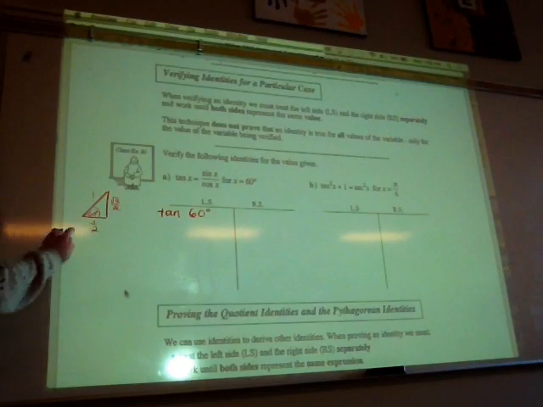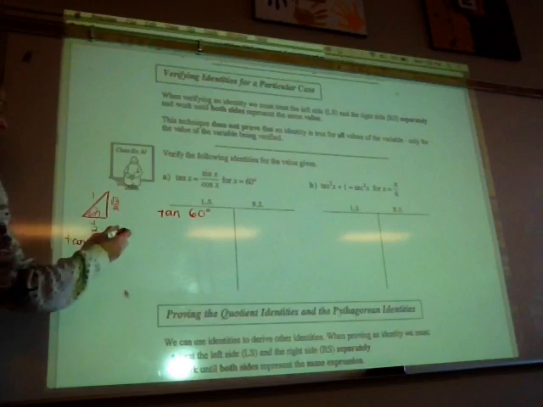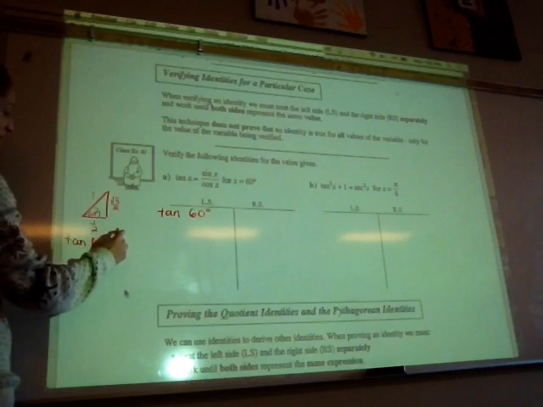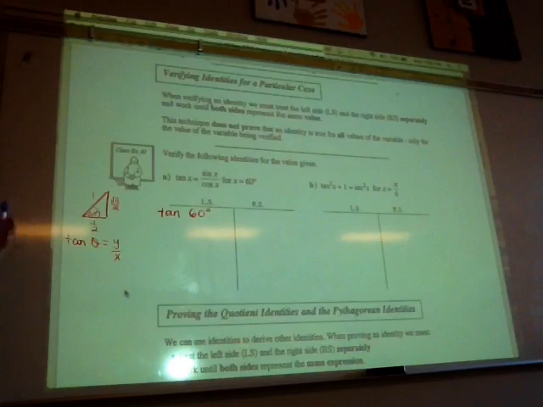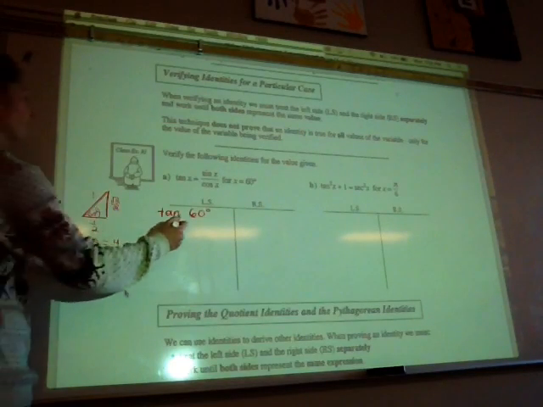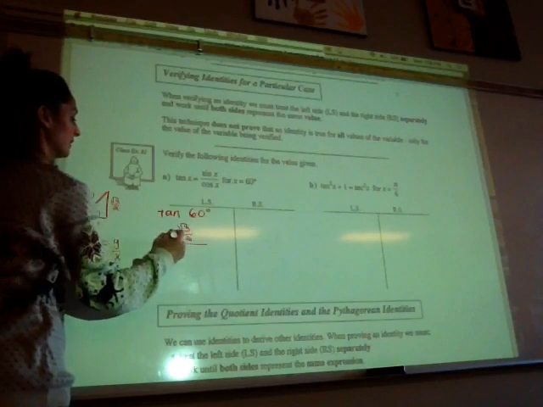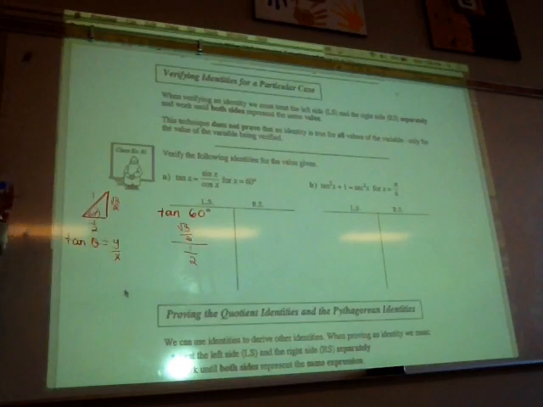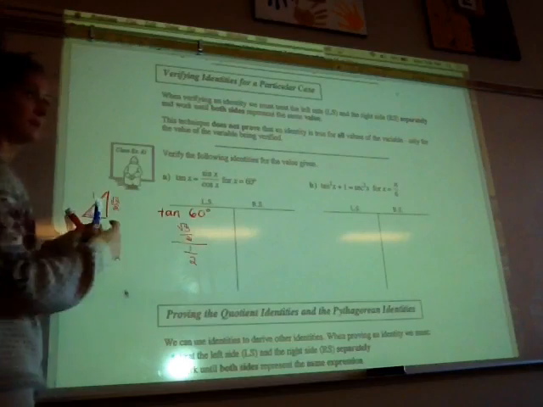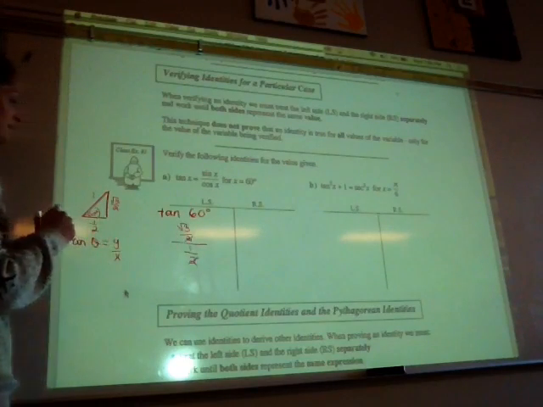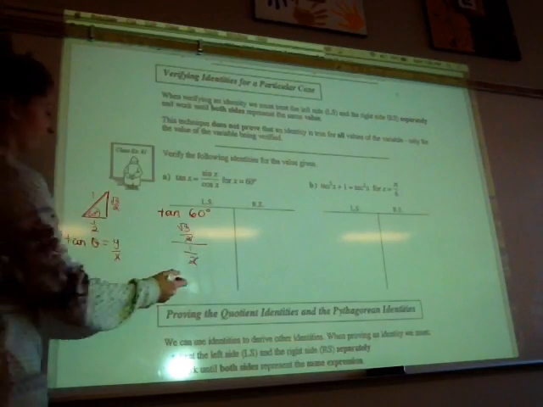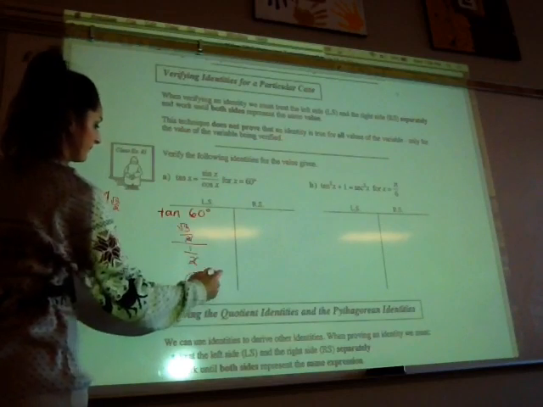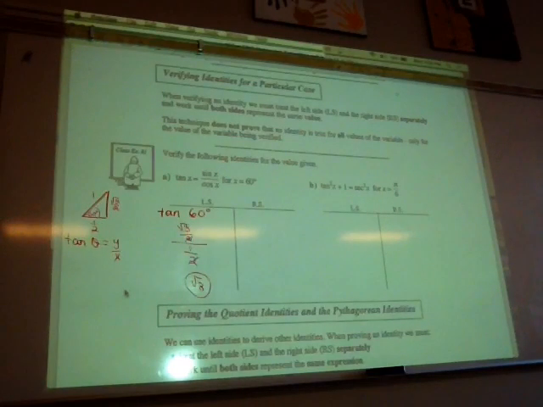So tan we're looking at, we review our basic identity, y over x, opposite over adjacent. The opposite in relation to 60 degrees is root 3 over 2, and the adjacent is 1 over 2. What's going to happen to the 2's? Good, they cancel out, and what are we left with? Root 3 over 1, which is just root 3. So tan 60 equals root 3.